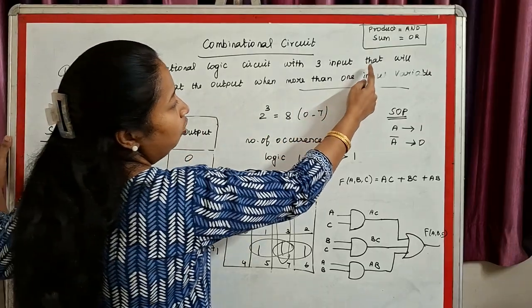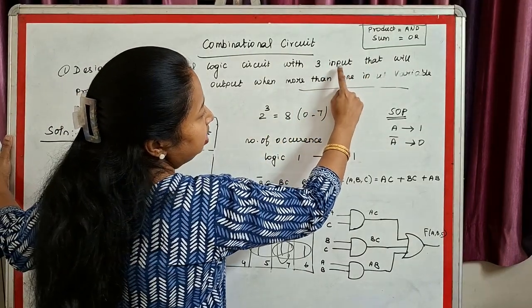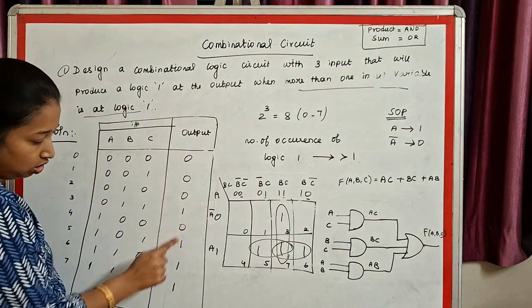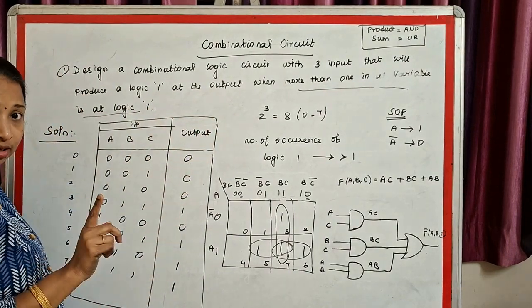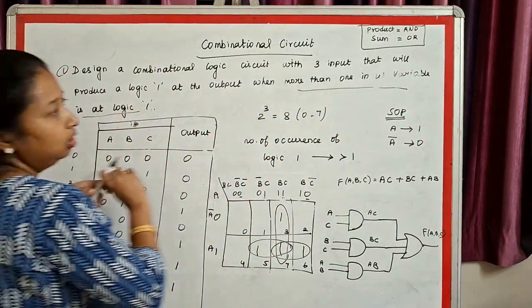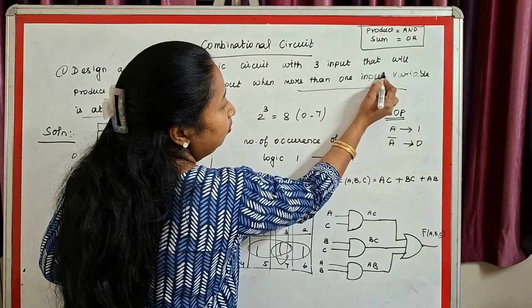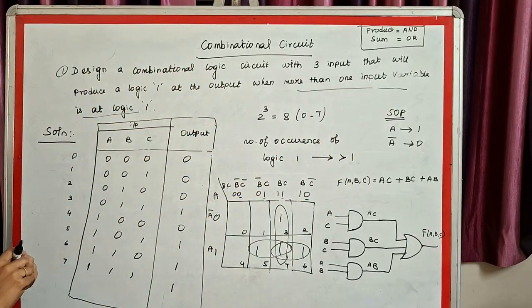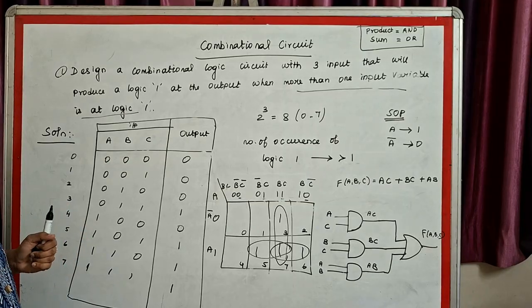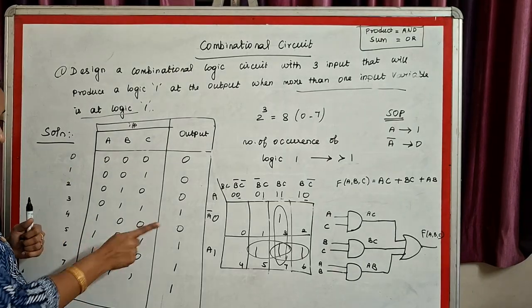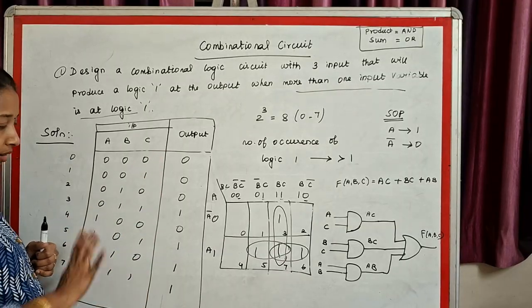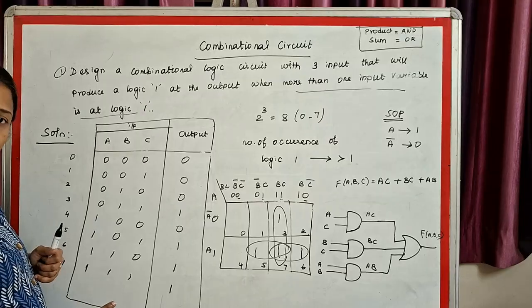Now, coming to the output. Read the remaining half of the question. The 3 inputs will produce a logical 1 at the output when more than one input variable is at logic 1. What does it mean? Wherever you find more than one occurrence of 1, only for those numbers you will have a logic 1 and the remaining numbers will be 0. Clear? That is how you fill the truth table.